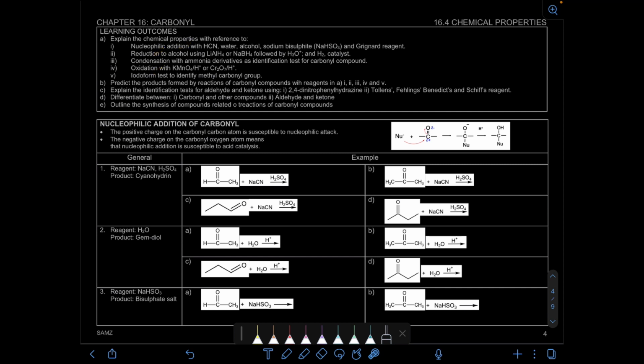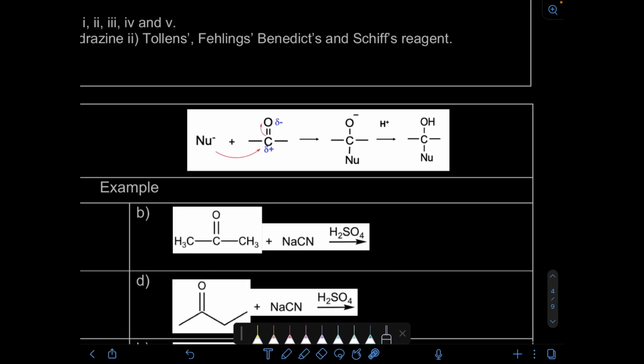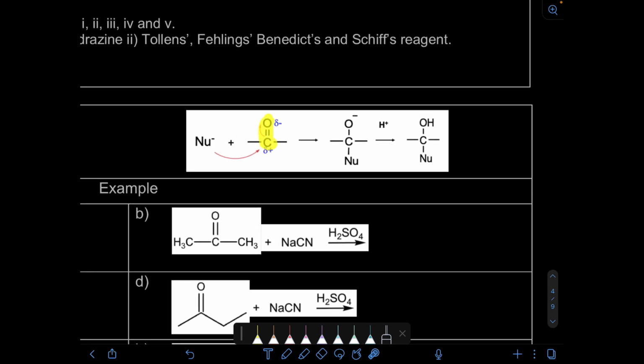Dia kata the nucleophilic addition of carbonyl. So why does carbonyl undergo nucleophilic addition and how does this reaction proceed? Okay, so here we have our carbonyl carbon, which is our C double bond O. And we know that across the period, electronegativity increases. So dalam kes ni, oxygen is more electronegative than carbon. So what does it mean by more electronegative? Electron is more attracted to it. So maknanya electron dekat sini mostly banyak ke oxygen lagi. So that's why lah we have our partial negative to oxygen and partial positive pada carbon.